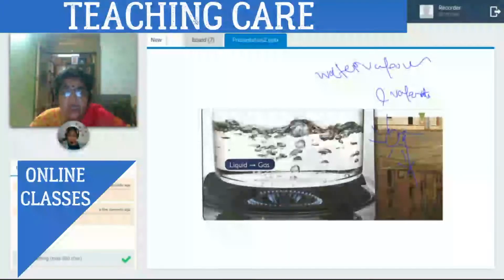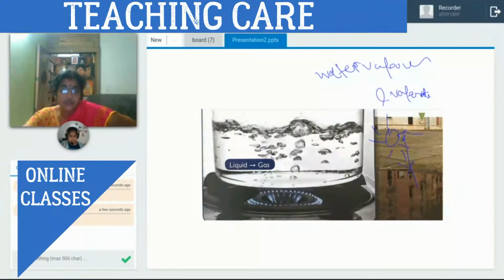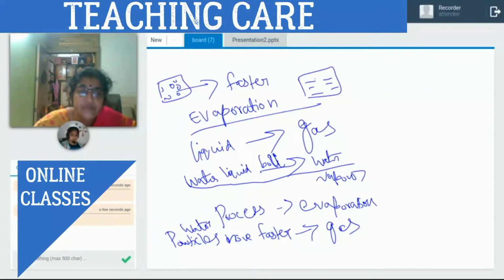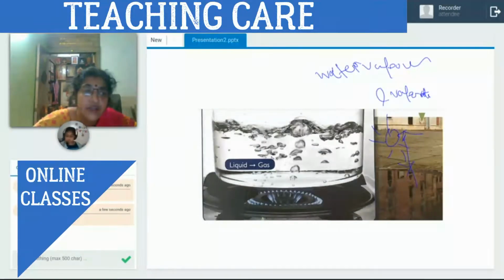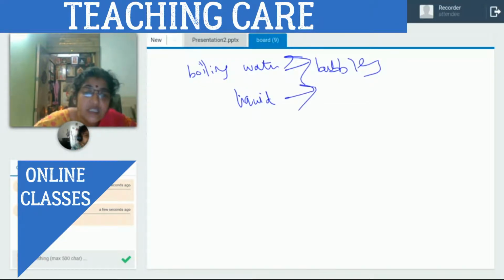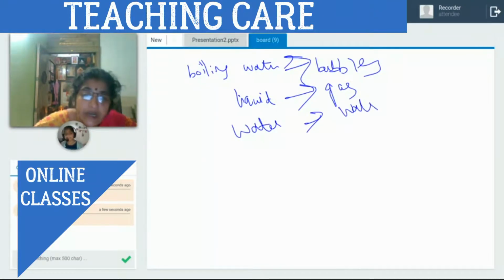Okay. So in this picture, they are showing some ice cubes. A liquid changes into gas. So they are taking liquid in a beaker and bubbles are coming, and by that you can understand that liquid is changing into gas. Okay. So the last point is boiling water, you can see bubbles. So it means liquid water changes into gas. That is, water changes into water vapor.